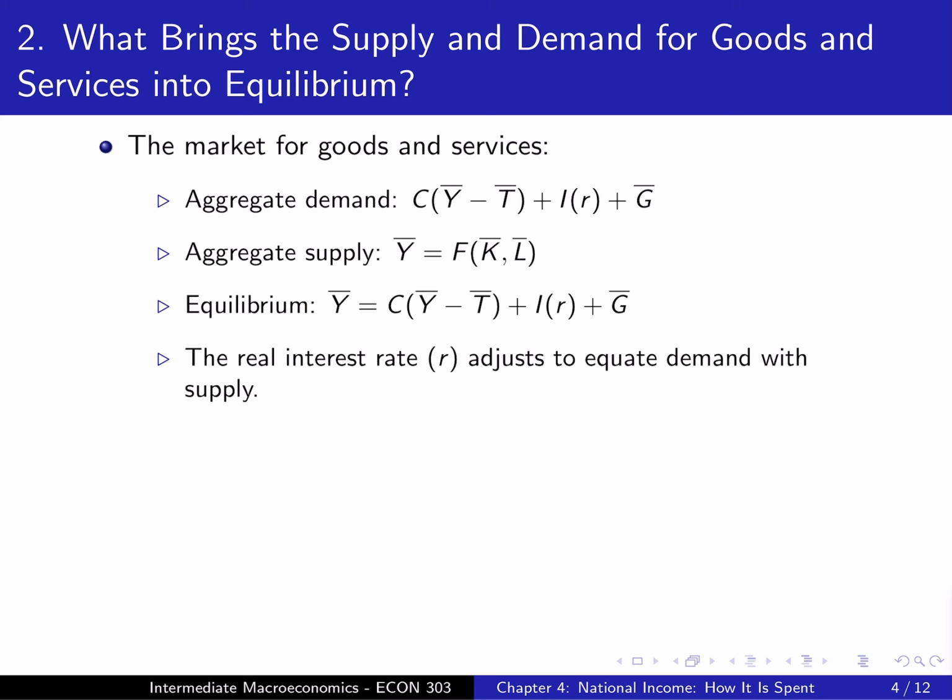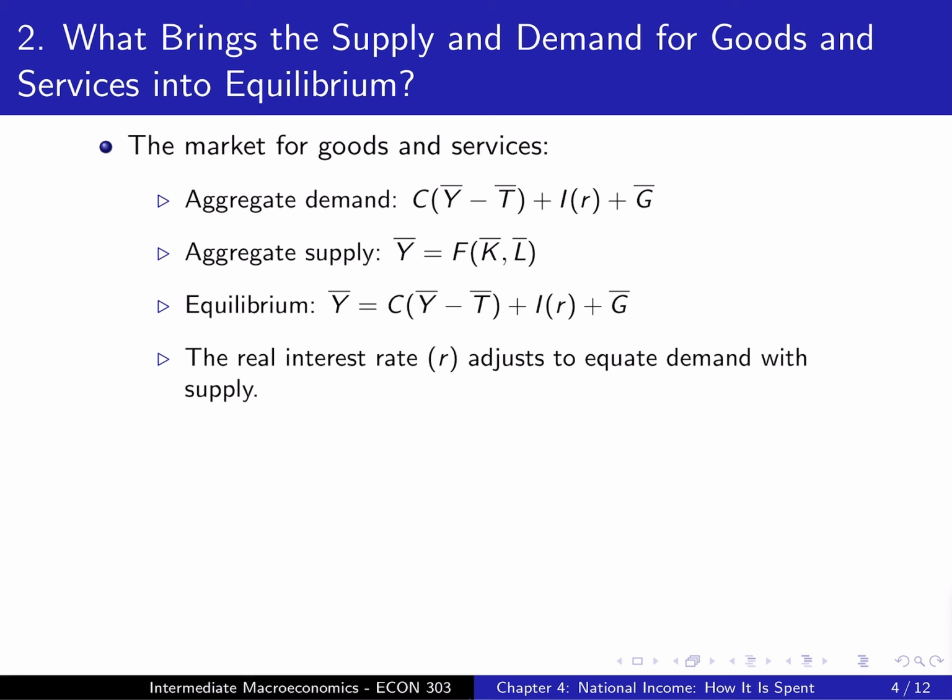In this section, let's now look at how the goods and services market reaches equilibrium. First, we define aggregate demand as the total planned spending in the economy: consumption function of Y bar minus T bar, plus investment function of R, plus G bar. This includes consumption as a function of disposable income, investment as a function of real interest rates, and exogenous government spending.